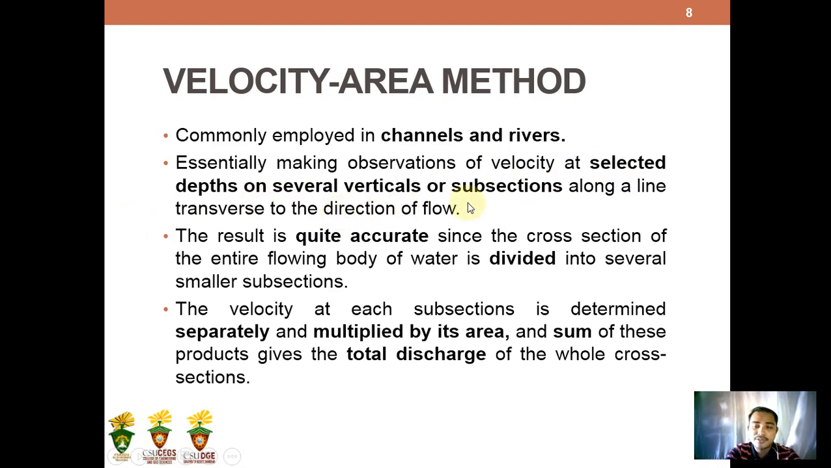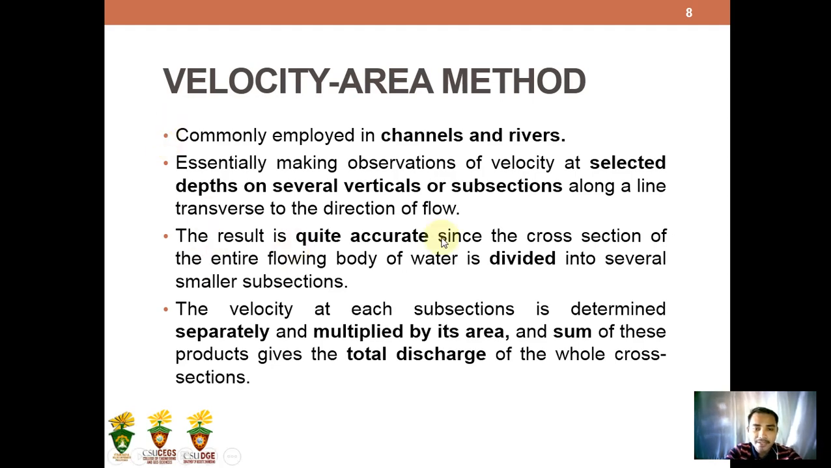This is what you did in your second laboratory exercise with floats, where you made verticals and deployed the float at intervals. If we relate that to this velocity area method, at that point you take a sounding. When we say sounding, you get the depth at that specific interval. We will visualize that later.